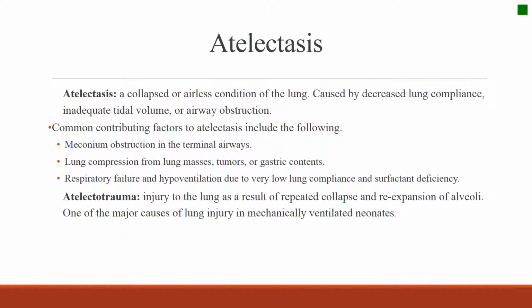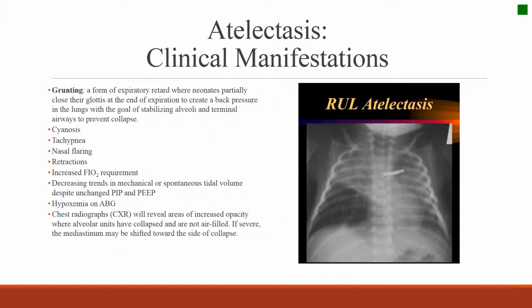Atelectotrauma is injury to the lung as a result of repeated collapse and re-expansion of the alveoli, one of the major causes of lung injury in mechanically ventilated neonates. This is part of the reason why they will switch to the oscillator right away, because it keeps the alveoli distended and it recruits them. Here's a picture of a neonate with atelectasis to your right, and notice it's in their right upper lobe.